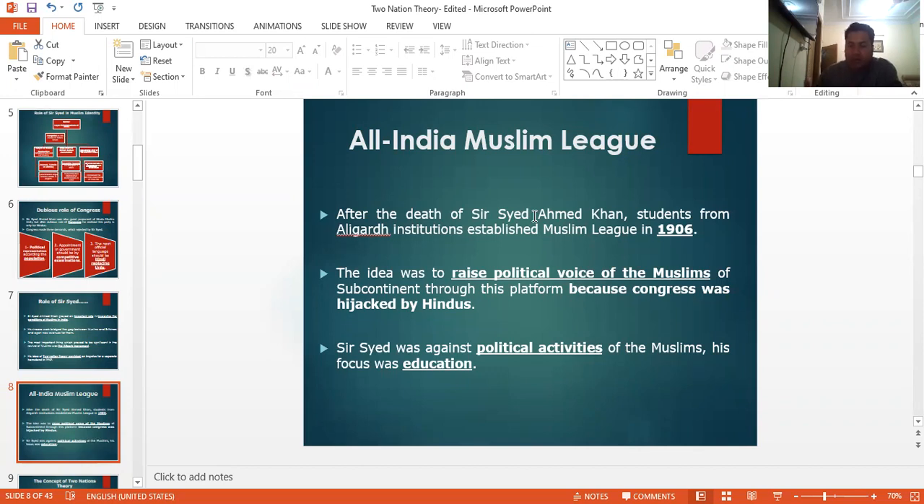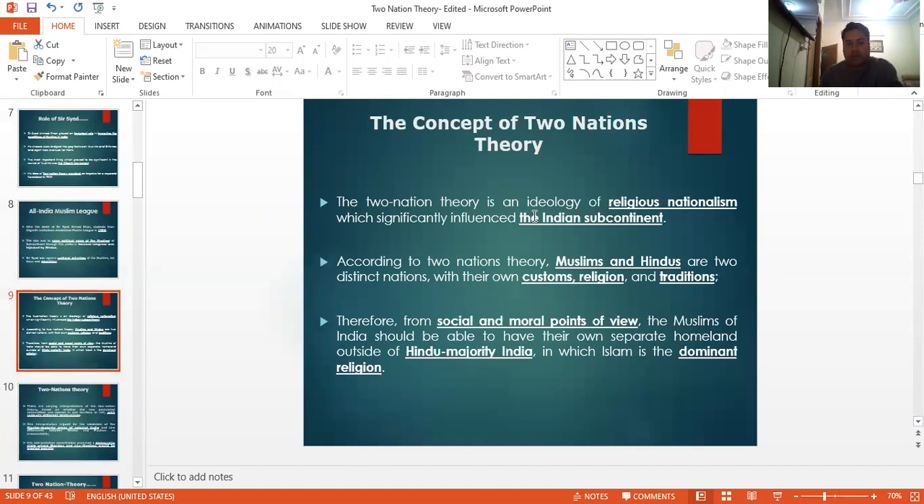And ultimately, after learning and getting a modern education, they were able to establish the Muslim League. And ultimately, the Muslim League became a very important cornerstone of Muslims. And this particular league actually promoted the idea of the two nation theory. So let's first of all understand the concept of the two nation theory.